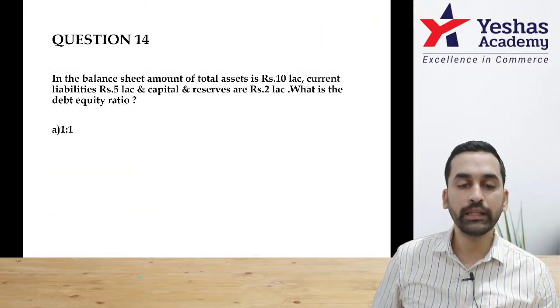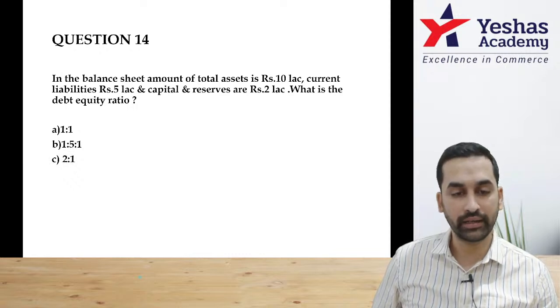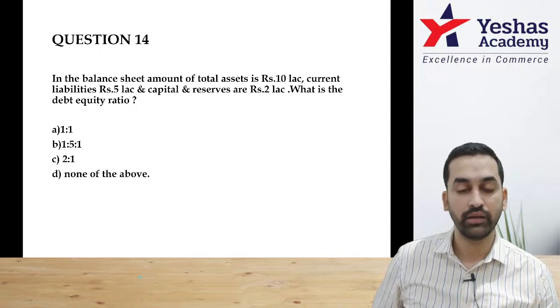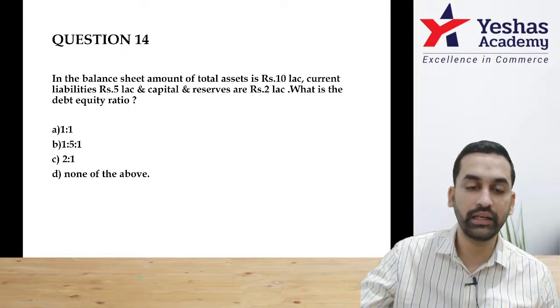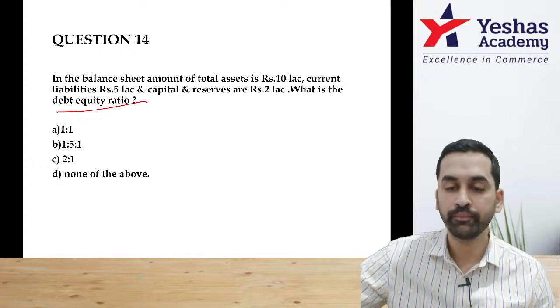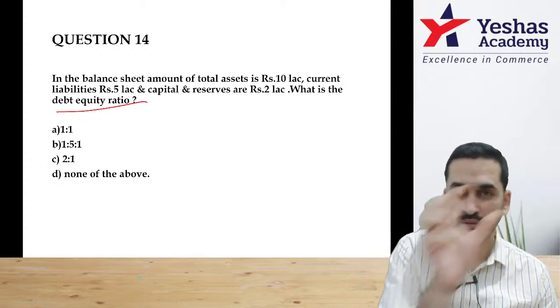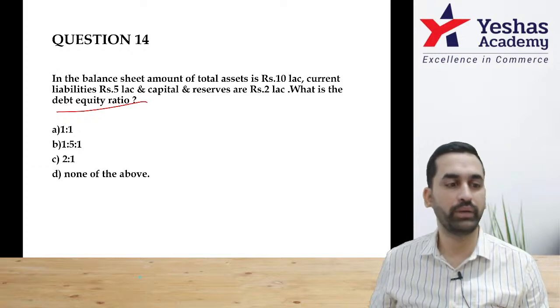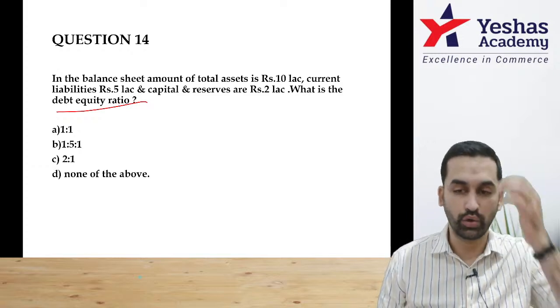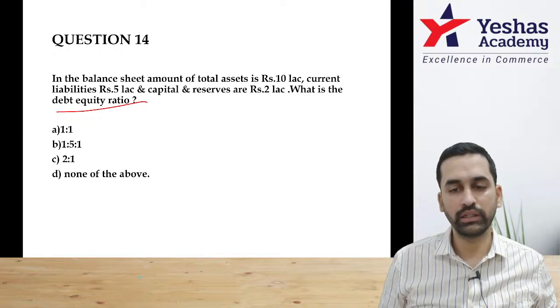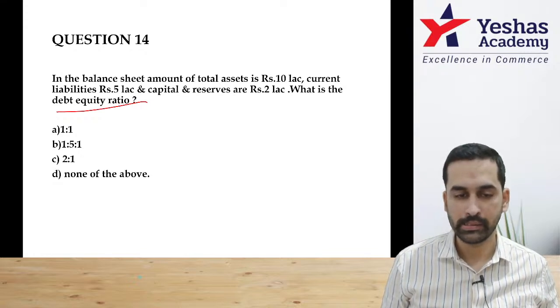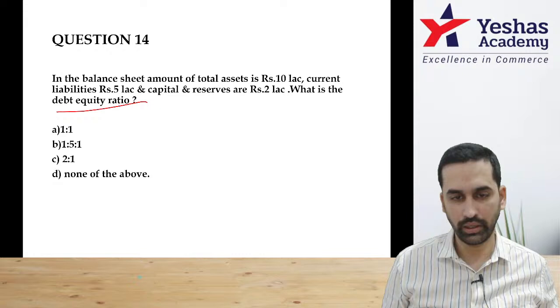Let's move on. Question number 14. In the balance sheet, amount of total asset 10 lakh, current liability 5 lakh, share capital and reserve 2 lakh. What is the debt equity ratio? I want you to try. Again, they said balance sheet. Just put a small balance sheet the way I showed in the previous sum. Total asset should be equal to total liability. Current liability you fill. Then the balance amount. Capital and reserve given. I want you to try from here. Give a try.